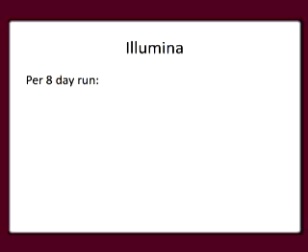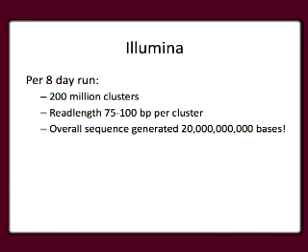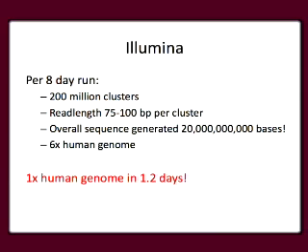In an 8-day run for one flow cell, we observe about 200 million clusters with a read length of 75 to 100 bases each. The overall amount of sequence generated can be as high as 20 billion bases, which means we get 6x coverage of the human genome in 8 days. That means Illumina sequencers can obtain 1x coverage of the human genome in 1.2 days. That's pretty amazing. It is.